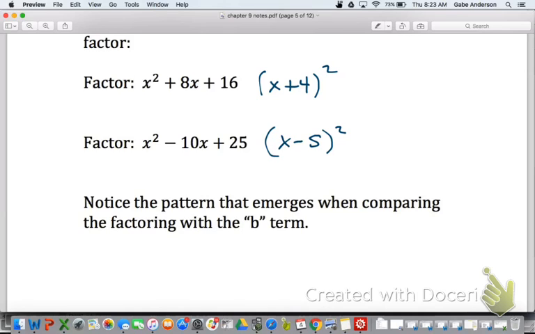That make sense? So we call these perfect square factorings because it's x minus 4 times x minus 4, or plus 4 I should say, and it's x minus 5 times x minus 5. Not only do they factor, but they're perfect square factors. And this pattern, that the number in the factoring is half of the b, is quite important. We're going to look at how to create perfect squares, so let's take a look at the next little section about how to complete a square. So check this out.